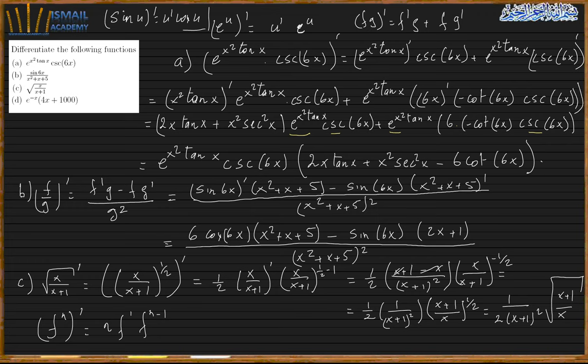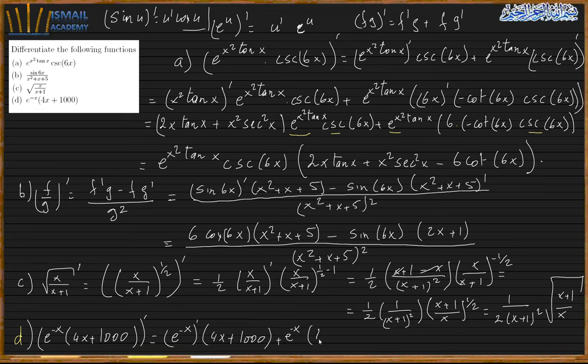So for the last question, let me see if I can do it in this spot, because the last question is very simple. So here my D, this will be the product rule with the exponential. So e to the minus x times 4x plus 1000 prime is a product rule. So it's going to be e to the minus x prime times 4x plus 1000 plus e to the minus x times 4x plus 1000 prime.